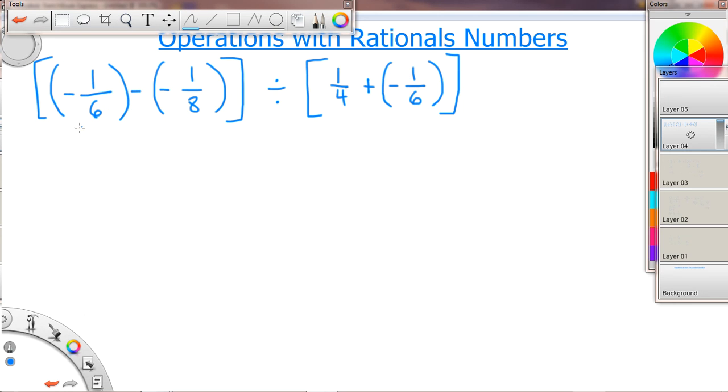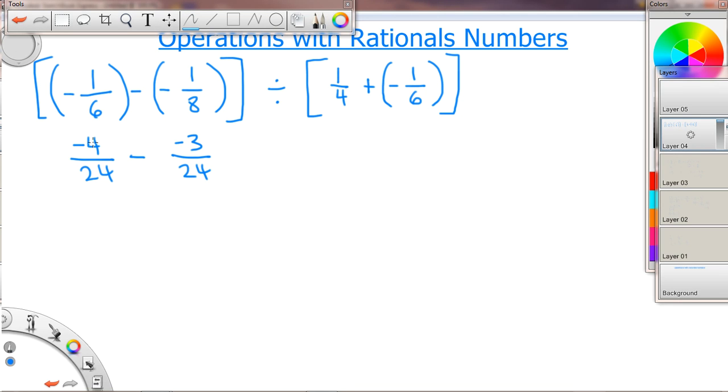All we're doing here is negative 1/6 minus negative 1/8. Okay? So my common denominator is going to be the least common multiple of 6 and 8, which is 24. I had to multiply this by 4, so I multiply the top by 4. So this is going to be negative 4 over 24 minus, this is going to be 24 in the denominator, multiply by 3 to get that, multiply the numerator by 3, negative 3 over 24.